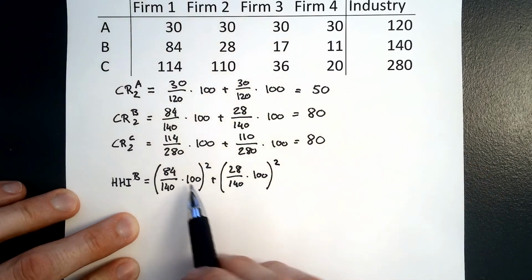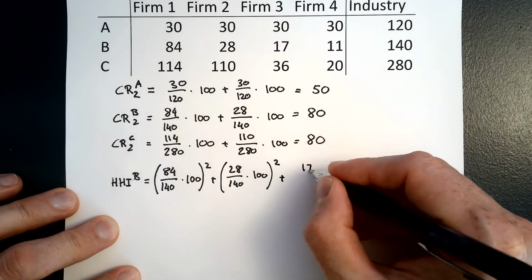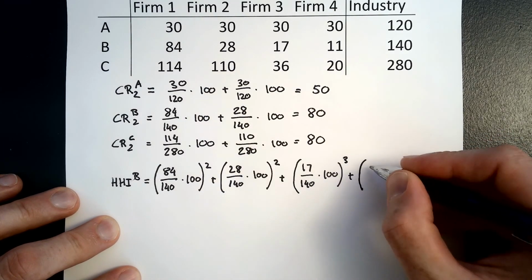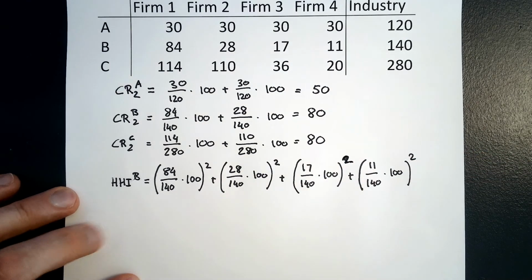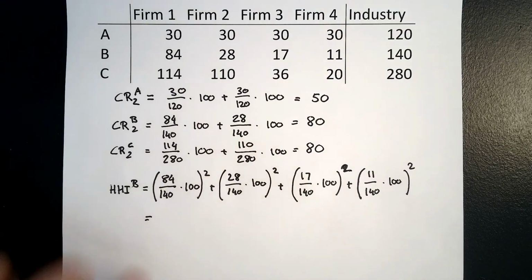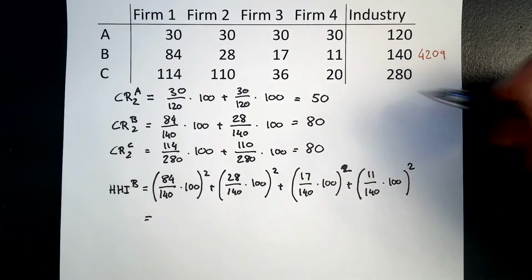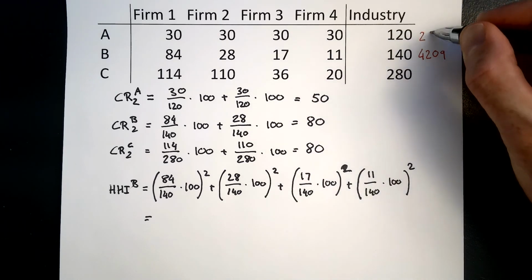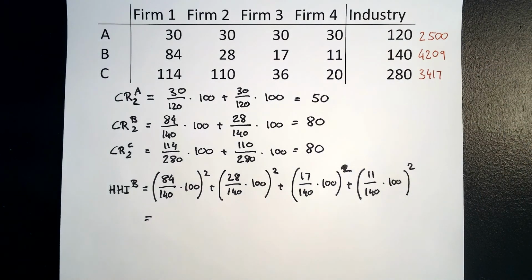And note that when you square the number, outliers, or firms which have a very large value, actually get more weight. So here we have the third firm, and then we can also do this with the last firm. And this is, of course, squared and not cubed. Then when you do the calculations, you get an HHI for industry B of 4,209. When you do the calculations for the other industries, for industry A you get an HHI of 2,500, and for C you get an HHI of 3,417.